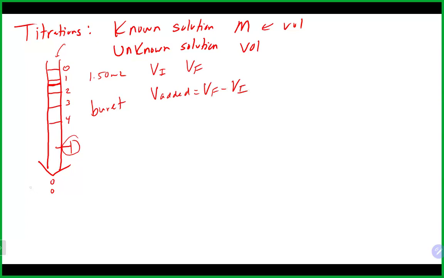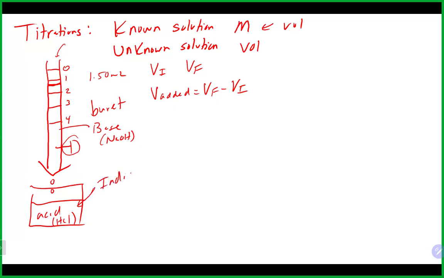Now, we usually will have something underneath. So let's just say, for example, we fill this up with a base like sodium hydroxide, and down here we have an acid like HCl. In this case, we will add our sodium hydroxide to our acid. When we do a titration, we also often add what is known as an indicator. An indicator is something that will change color near what is referred to as the equivalence point.